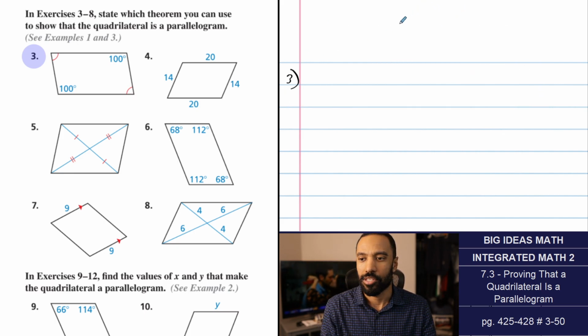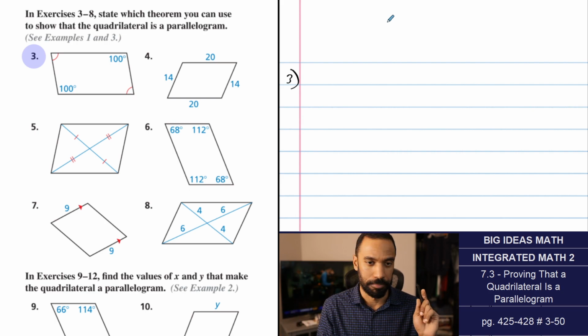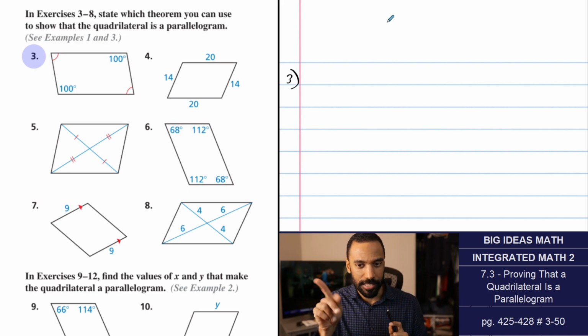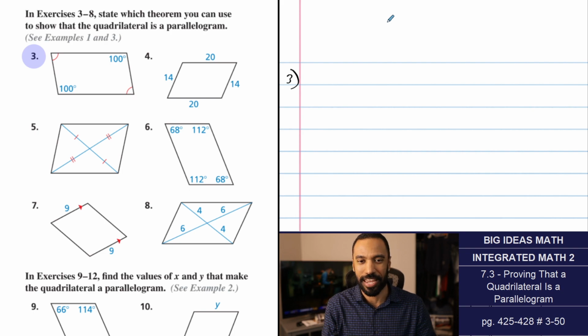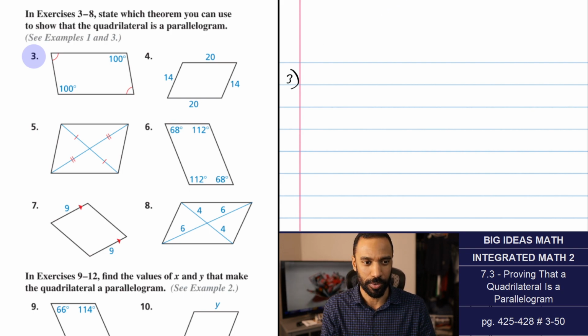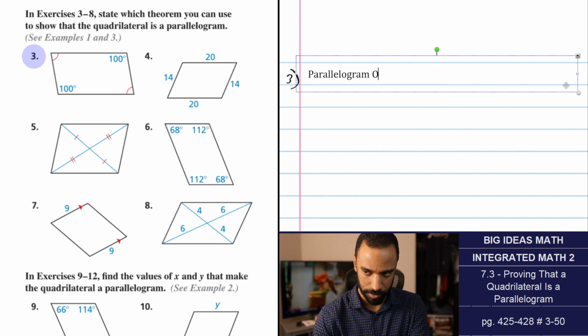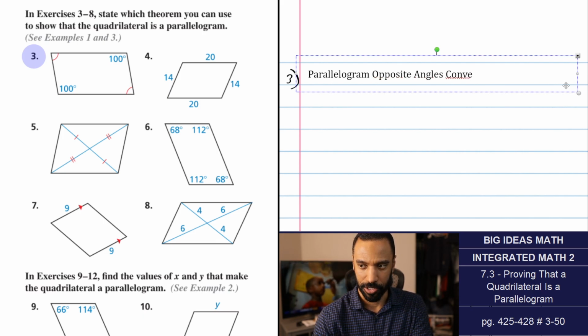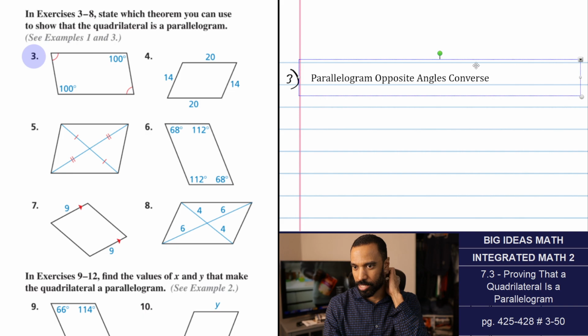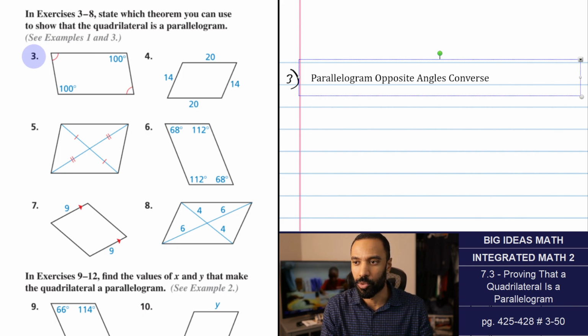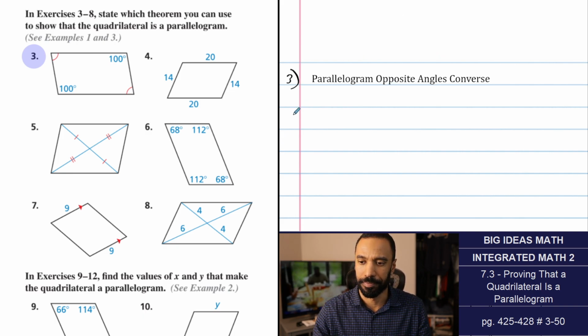Okay. All right. So listen, they are on that side right there, so I'm going to leave the diagrams right there. You can see that we have congruent sets of angles by the markings and by the 100s. I'm going to type these as often as I can. Parallelogram, opposite angles, converse. All sets of those. And it sounds like they're all parallelograms, so we can just jump straight into them.